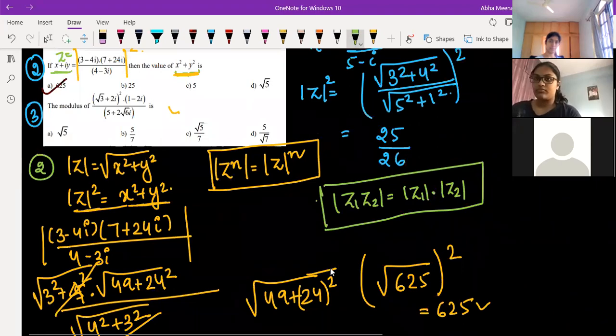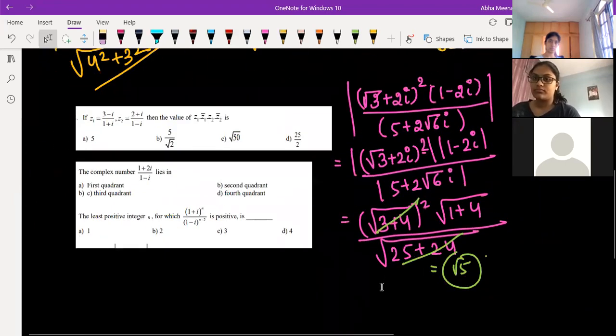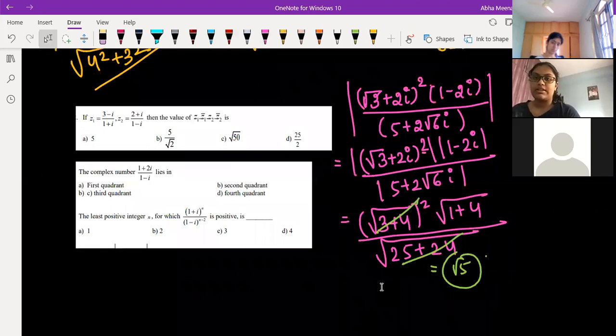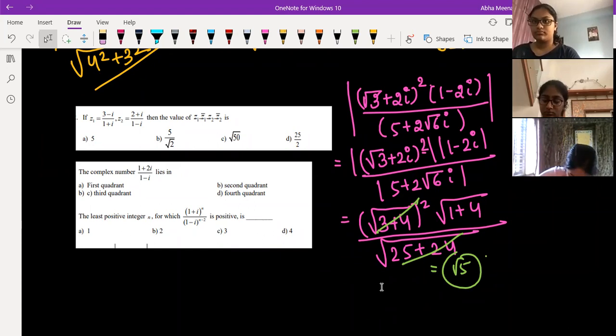Chetna, did you understand where you committed the mistake? I forgot to remove the root, ma'am. Okay. Yes, coming back to the next question. Z1 is given, Z2 is given. You are asked what is Z1 into Z1 conjugate and Z2 into Z2 conjugate. What is it?